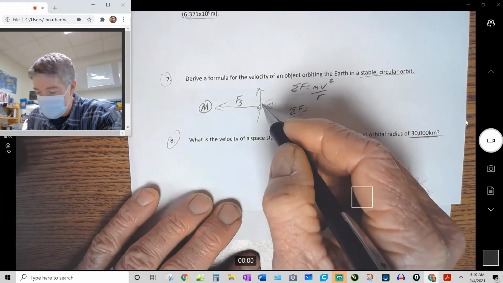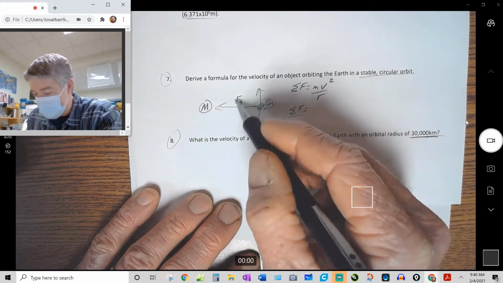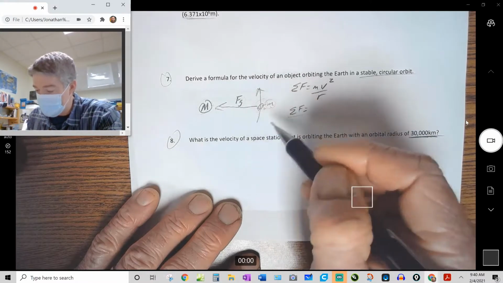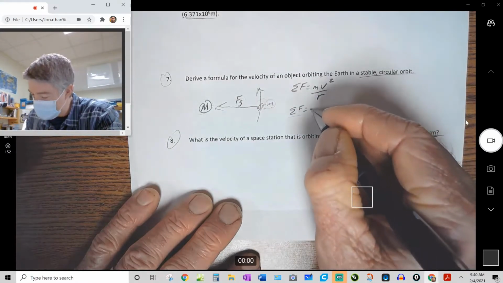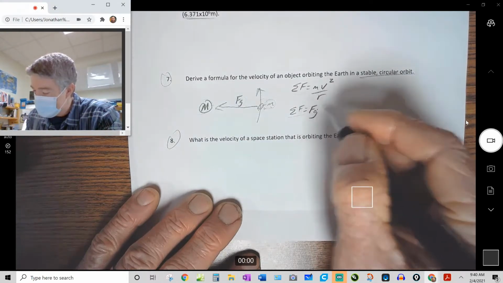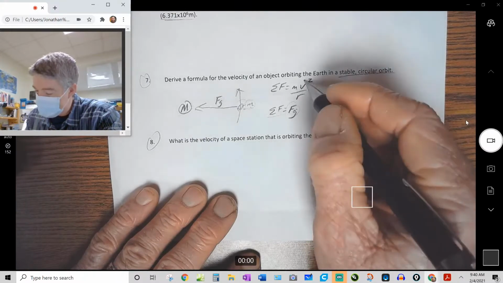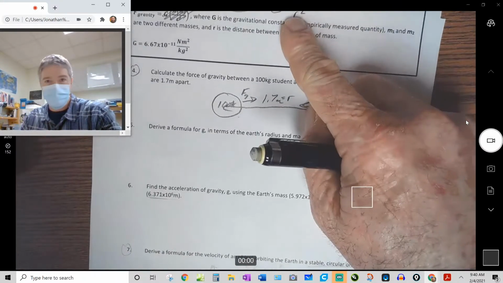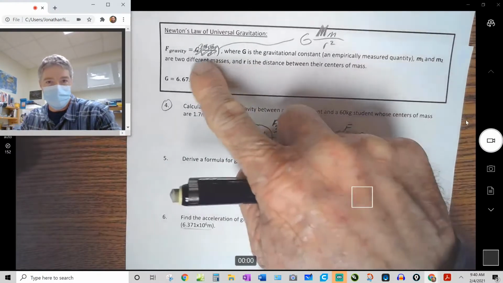There's no drag. There's no, I guess you could call this weight, but we've got a new name because I'm going to use a different formula for it. So net force is the force of gravity. So this equals that, except when I write this equals that, I'm going to substitute in the formula for the force of gravity.